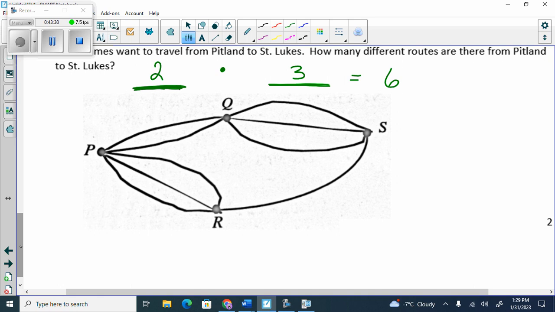Okay, and then P to R, we're taking 1 path. How many ways is there? How many options? 3. And then this one, how many options? 1, and we're multiplying them, so this is 3.